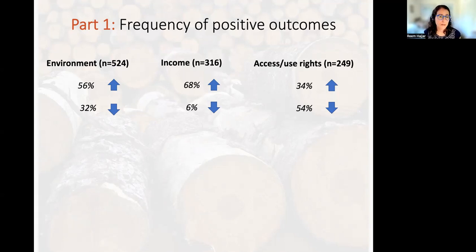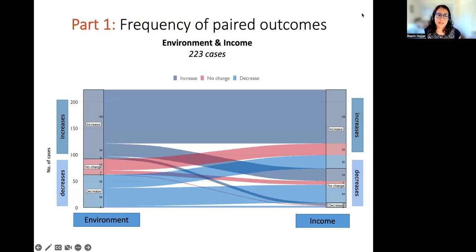So we were interested in seeing how often you'd get positive paired outcomes. So again, thinking about multidimensional sustainability here. So we looked at cases that had both positive environment and positive income outcomes, cases where there seemed to be some sort of trade-off between environment and income, and the sort of lose-lose cases where both factors decreased. We found a large portion here, 46% of cases, had joint positive outcomes with both environment and income increasing.